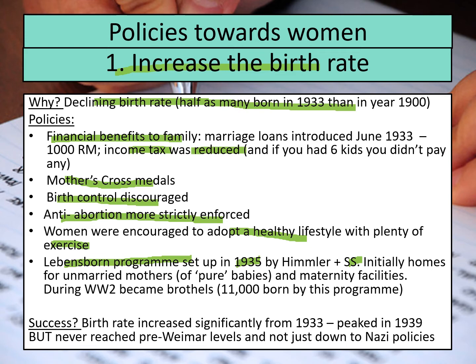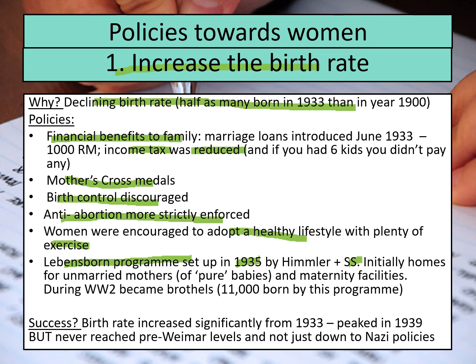Initially, these were homes for unmarried mothers of so-called pure babies, basically to try and detract from the fact that many women would end up being socially isolated and kicked out of their homes if they'd had a child out of wedlock. So they wanted to put in place these homes for unmarried mothers. Now, by the time we get to World War II, these places become more extreme and they end up becoming brothels where someone would go deliberately to have a child by a racially pure SS officer. And 11,000 children were born by this programme.